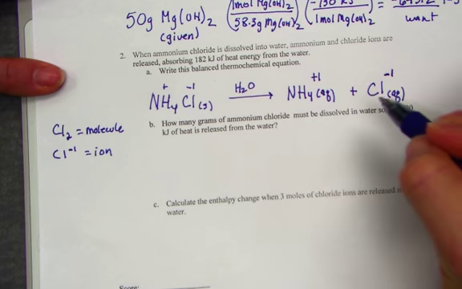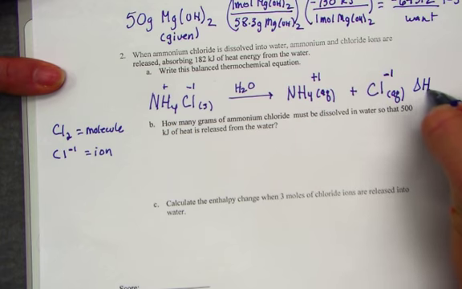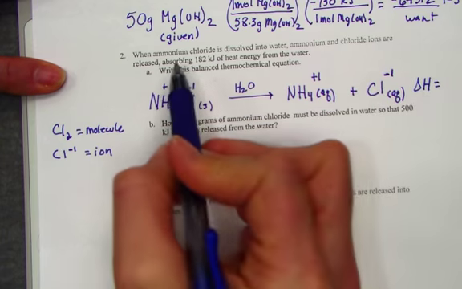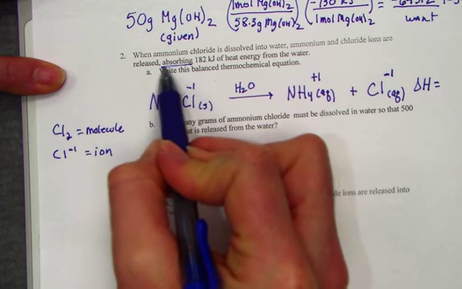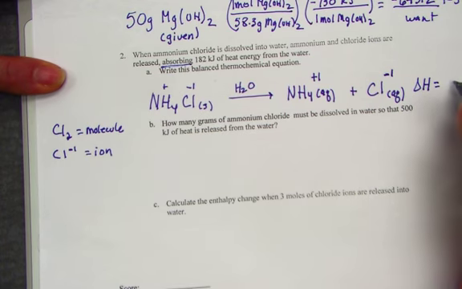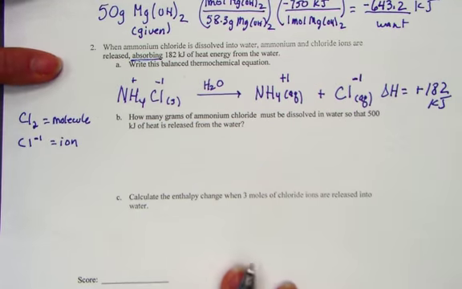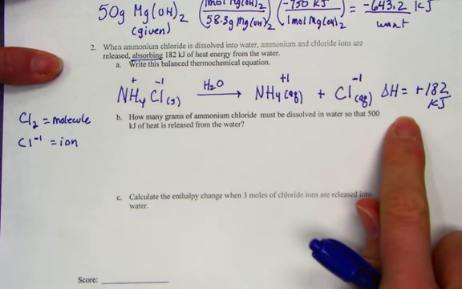Notice then the number of ions come out balanced. We'll just tack on the delta H information. This has a clue here, it says absorbing energy. This has a value of positive 182 kilojoules of heat. That is our balanced thermochemical equation for the process of dissolving ammonium chloride.